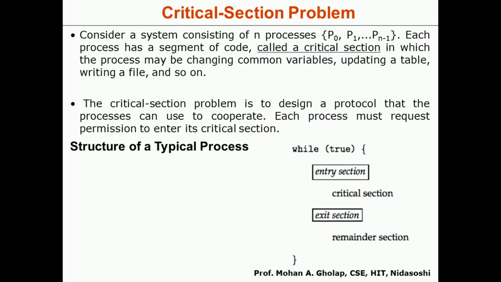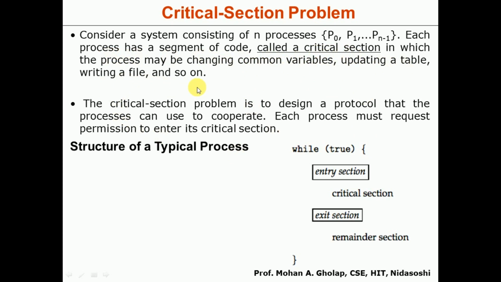It is the critical section problem. So what is this critical section problem? Let us consider there are n processes denoted by p0 to pn minus 1, and each process has a segment of code that is called a critical section. This is the section of code where the process will be modifying common variables, updating a table, writing a file, and so on.